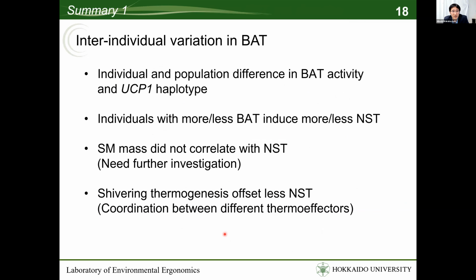So this is a summary about the inter-individual variation in BAT. Individual and population differences in brown adipose tissue activity and UCP1 haplotype were observed. And individuals with more or less brown adipose tissue induced more or less non-shivering thermogenesis. And from our data, the skeletal muscle mass did not correlate with non-shivering thermogenesis, but it needs further investigation. And shivering thermogenesis could offset the less non-shivering thermogenesis in the individuals who have less amount of brown adipose tissue.